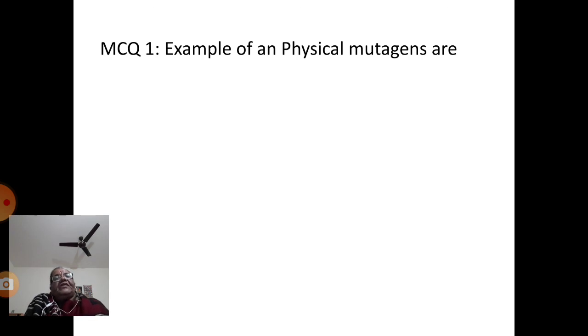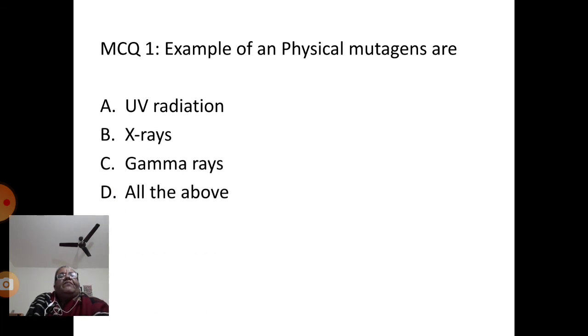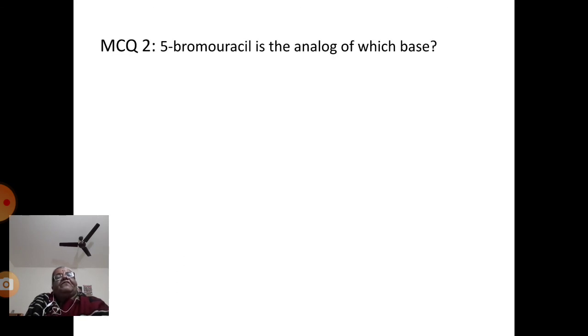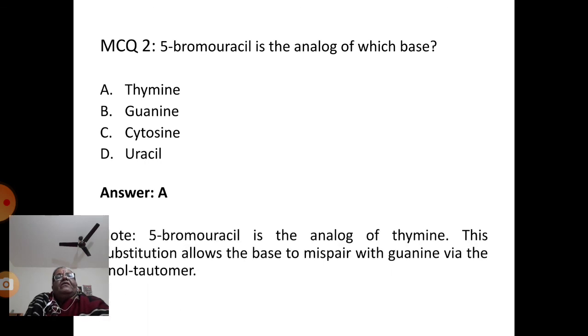First MCQ: an example of a physical mutagen: A UV radiation, B X-rays, C gamma rays, D all the above. Invariably the answer is D, all the above. Second question: 5-BU, 5-bromouracil, is the analog of which base? A thymine, B guanine, C cytosine, D uracil. Answer is A, thymine. Please note, 5-bromouracil is the analog of thymine. This substitution allows the base to mispair with guanine via the enol tautomer.